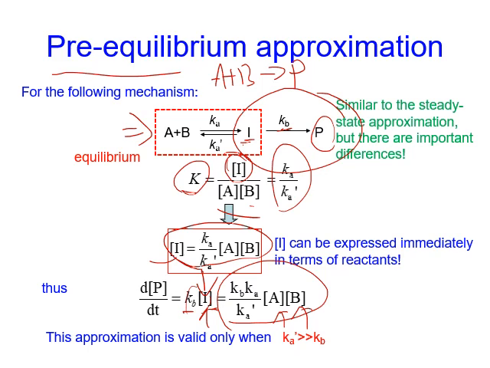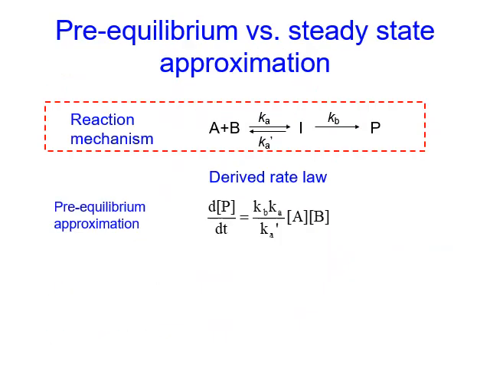In the pre-equilibrium approximation, we can simply write the equilibrium constant and calculate the intermediate concentration. In the steady state approximation, instead, we need to write the rate law for the intermediate, let this be 0, and find the concentration of the intermediate. Let's compare the two approximations.